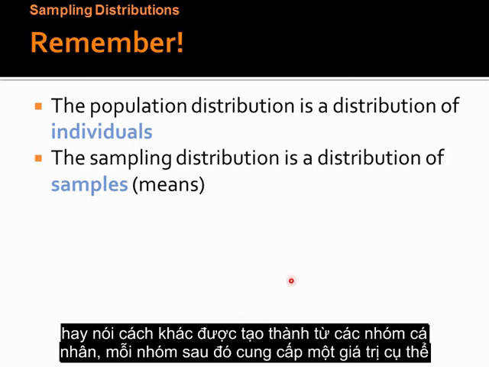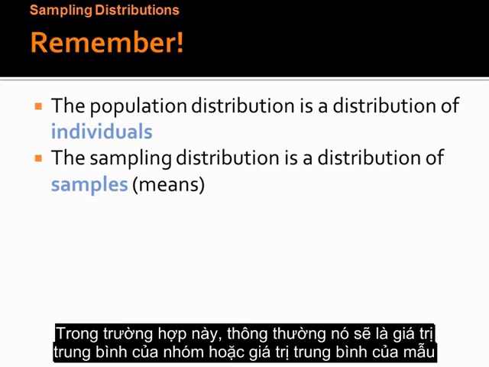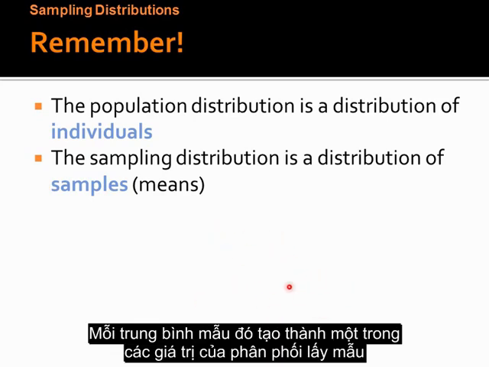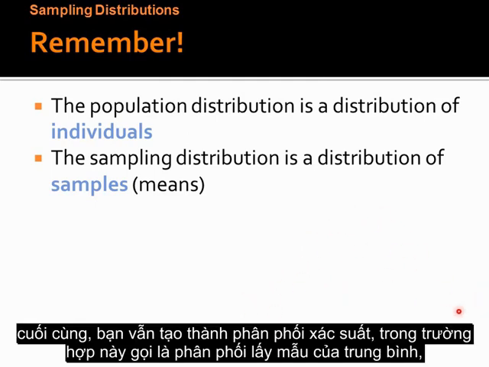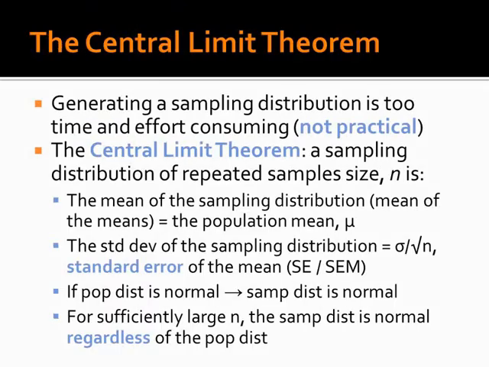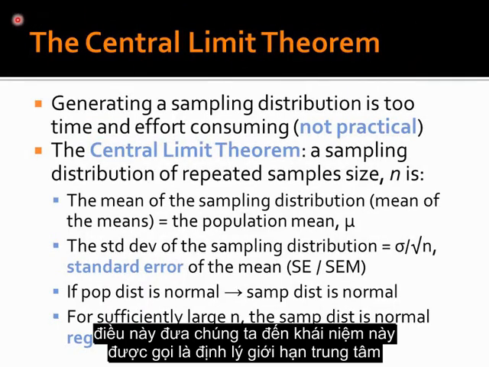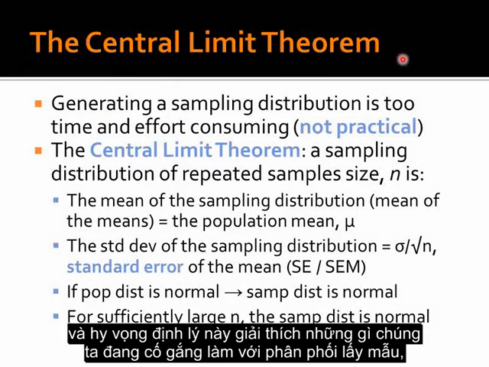Each group then provides one particular value. In this case, usually it would be the group mean or the sample mean. Each of those sample means forms one of the values of the sampling distribution, but at the end of the day, you still form a probability distribution, in this case called the sampling distribution of the means. This brings us to this concept known as the Central Limit Theorem. And hopefully, this theorem explains just what we are trying to do with the sampling distribution in the first place.